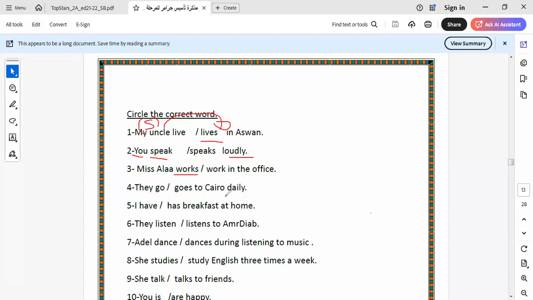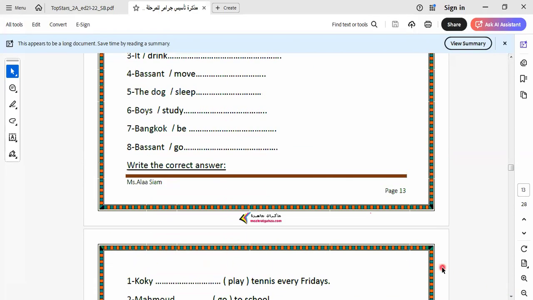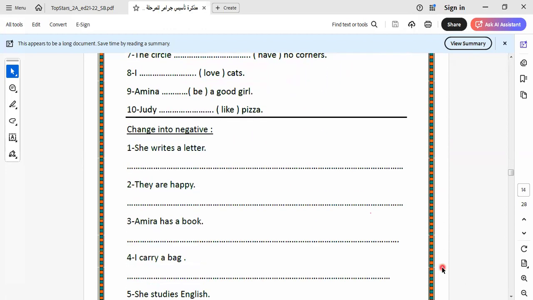They go or goes to Cairo daily. It will be they go because it's plural. I have or has breakfast at home. I have. They, here, listen. I will leave the rest for you to do by yourself as homework. Today I would like to give you the present simple only, and in the next class I will continue.